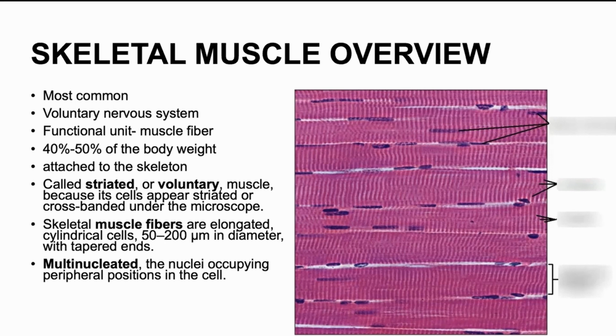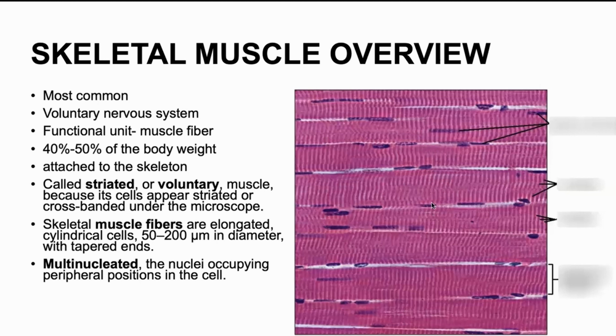Sounds a bit complicated. No, you'll see all of this eventually, and hopefully you'll understand it a bit more than I did when I was trying to learn it. It's 40 to 50% of your body weight. Naturally, you have a lot of muscle, and it's attached to the skeleton, as you already know. They're striated and they're voluntary.